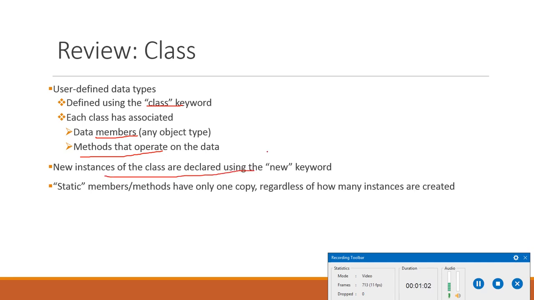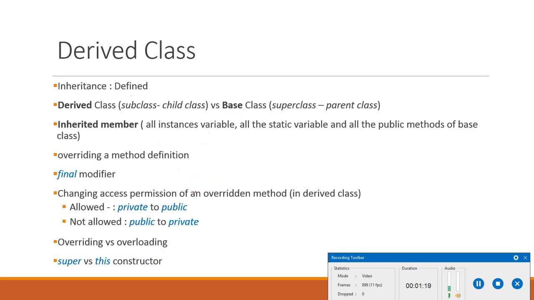So whenever we create, in the main method, an object of the class, we use the new keyword. Then we also learned about static members and methods. Static members and methods have only one copy, no matter how many instances are created.